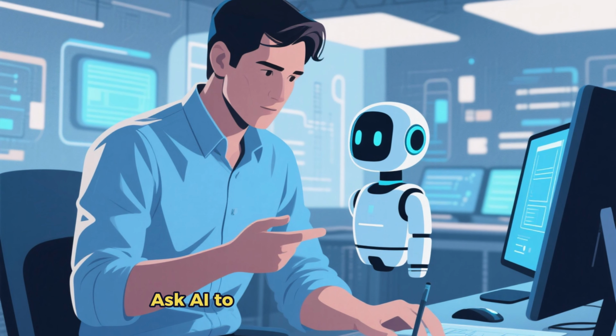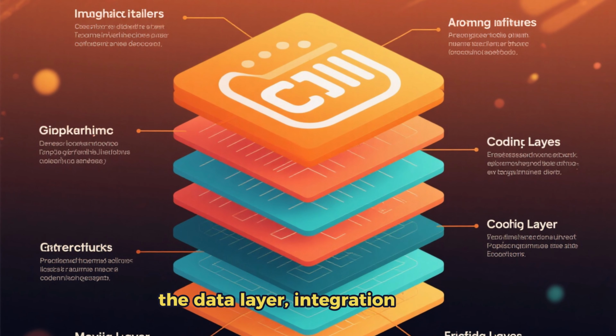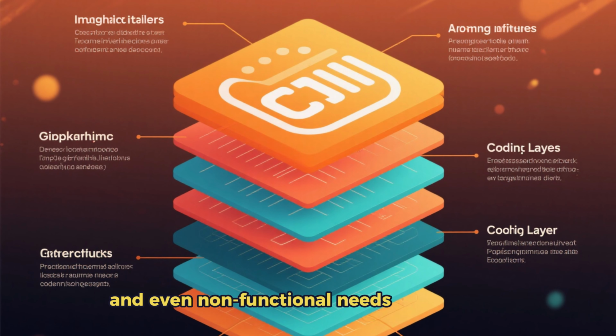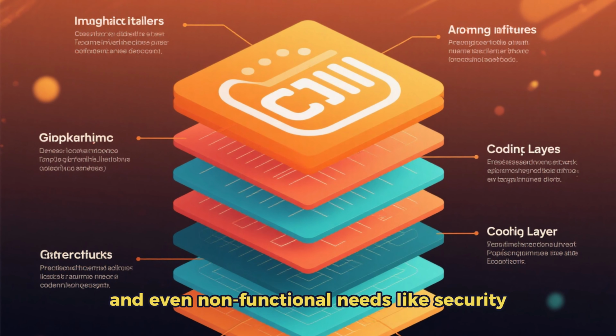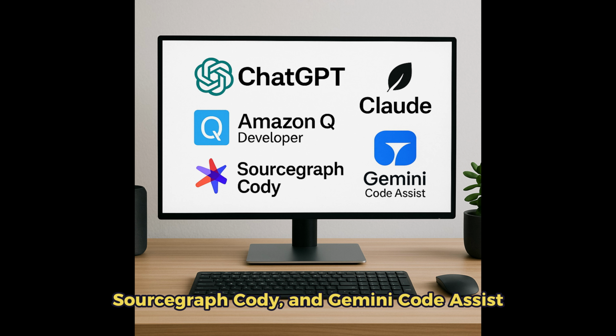Step number 3, architecture and tech choices. Now define the app's boundaries. That means the front-end framework, the backend approach, the data layer, integration points, and even non-functional needs like security, scalability, and privacy. Use artificial intelligence to help you compare trade-offs and produce a lightweight architecture document. Again, ChatGPT and Claude are great here, but also check out Amazon CodeWhisperer, Sourcegraph Cody, and Gemini Code Assist.